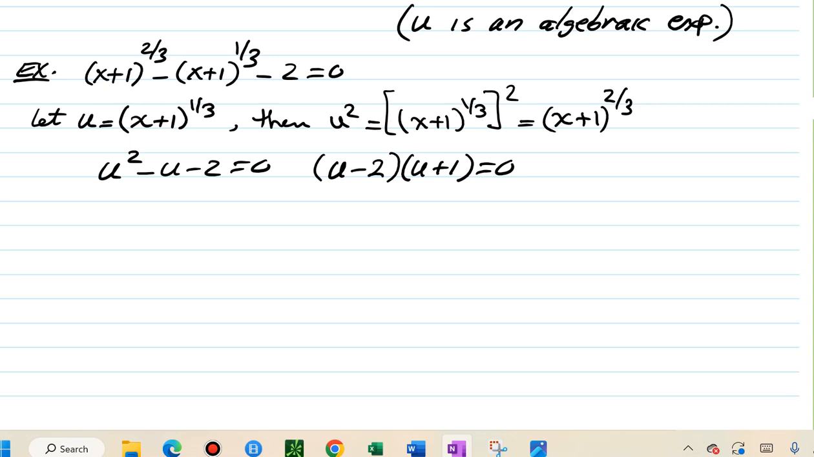-2 times 1, -2. -2 and 1 makes -1. The middle term, the coefficient is -1, and we are good. From this, u is 2. From this, u is -1.